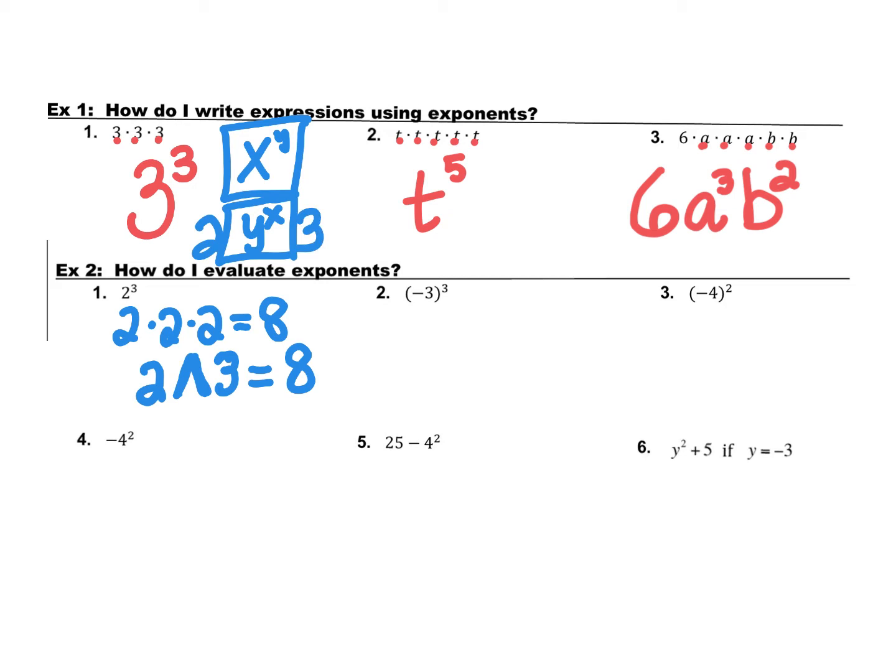So for number 2, the negative 3 is in the parentheses, so that means we'd be doing negative 3 times negative 3 times negative 3. And when we're multiplying, negative signs cancel each other out in pairs. So those 2 would cancel out. We'd still have this one leftover negative sign. And 3 times 3 is 9, times 3 is 27. So that would be the answer.